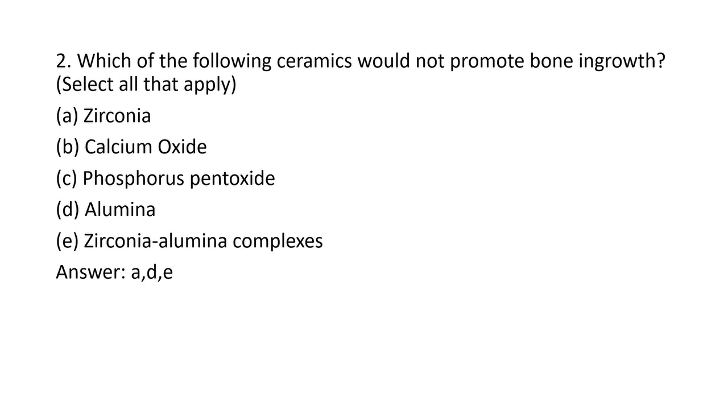Bioinert materials are used for implants which do not require any bone to be grown through the material. But bioactive materials are used for bone growth through the material, and eventually the material by itself will degrade and resorb, which will give space for new bone formation. So these are the two types of material, bioinert and bioactive. The answer here is zirconia alumina and zirconia alumina complexes, which would not promote bone ingrowth since they are bioinert materials.